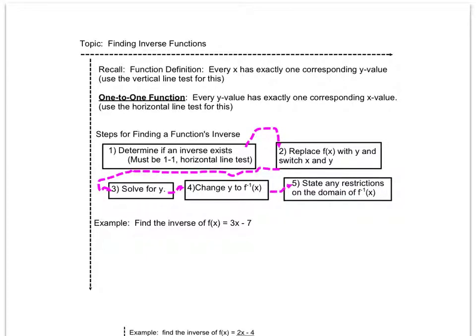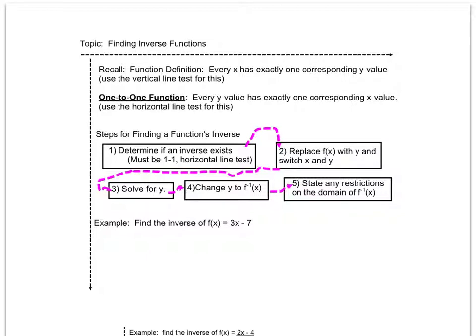What if instead of being asked to simply verify that two functions were inverses, or to determine if two functions were inverses, what if you actually had to find an inverse function? So before I talk about how to find inverse functions, we have to talk about whether or not a function has an inverse.